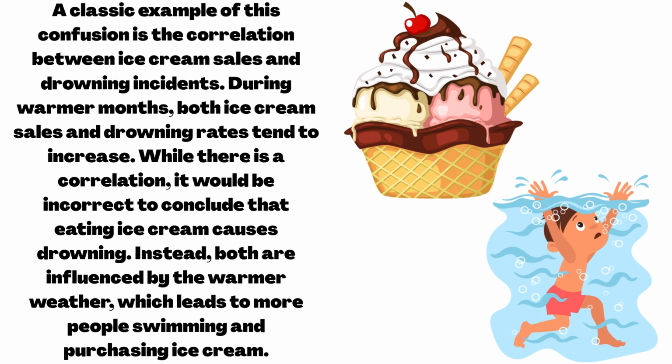A classic example of this confusion is the correlation between ice cream sales and drowning incidents. During warmer months, both ice cream sales and drowning rates tend to increase. While there is a correlation, it would be incorrect to conclude that eating ice cream causes drowning. Instead, both are influenced by the warmer weather, which leads to more people swimming and purchasing ice cream.